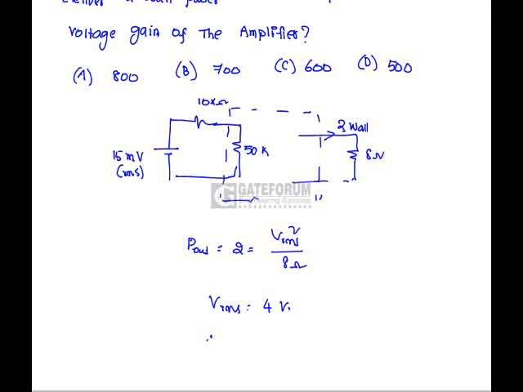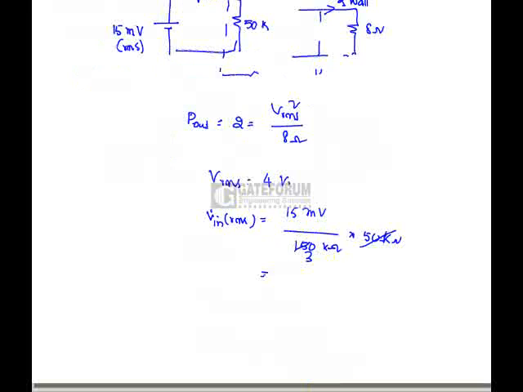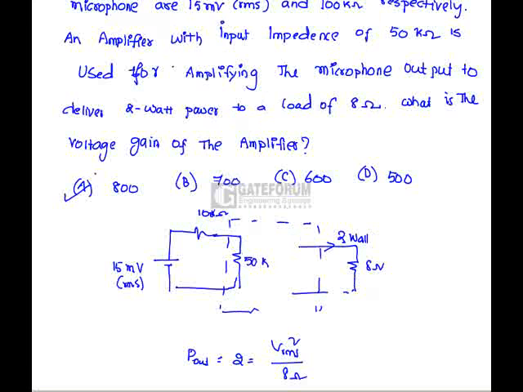So input Vrms is 15 millivolts divided by 150 kilo ohms, into 50 kilo ohms, which is 5 millivolts. So the gain of the amplifier required is 4 by 5 into 1000, which is 800. Hence option A is correct.